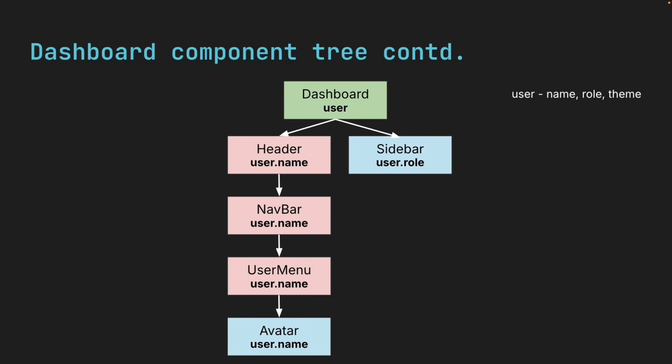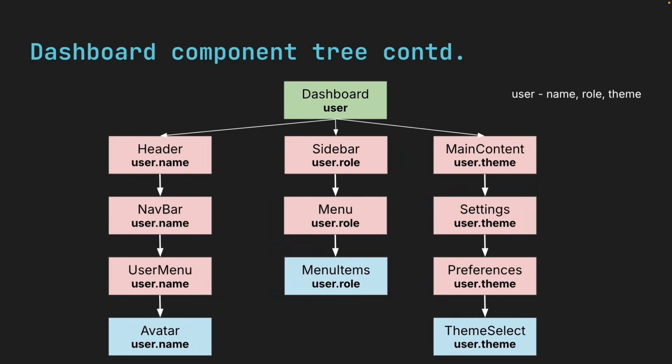Most dashboards have multiple branches in a component tree. So let's bring the whole picture together. The dashboard still owns the user data. Header gets it, sidebar gets it, main content gets it. But none of these components actually need the user information. Inside header, you have navigation bar, then user menu, then avatar. Inside sidebar, you have menu, then menu items. Inside main content, you have settings, then preferences, and then theme selector.